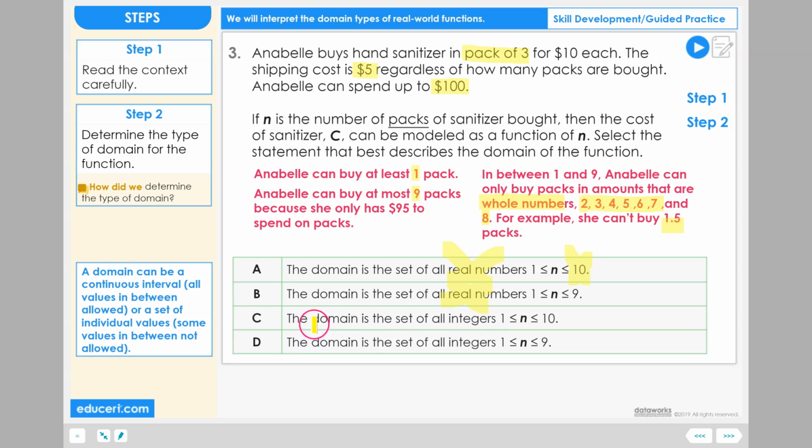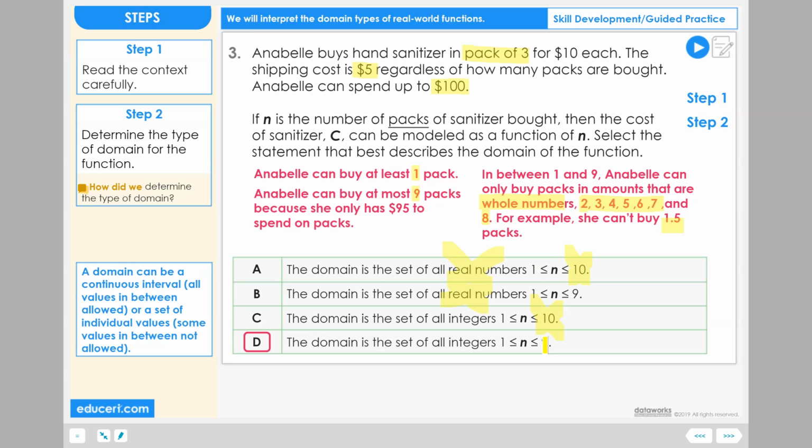Option C. The domain is the set of all integers from 1 to 10. Well, integers means that we are only counting the whole numbers between 1 and through 10, so C is not correct because 10 is not allowed. The answer is D. The domain is the set of all integers from 1 through 9.